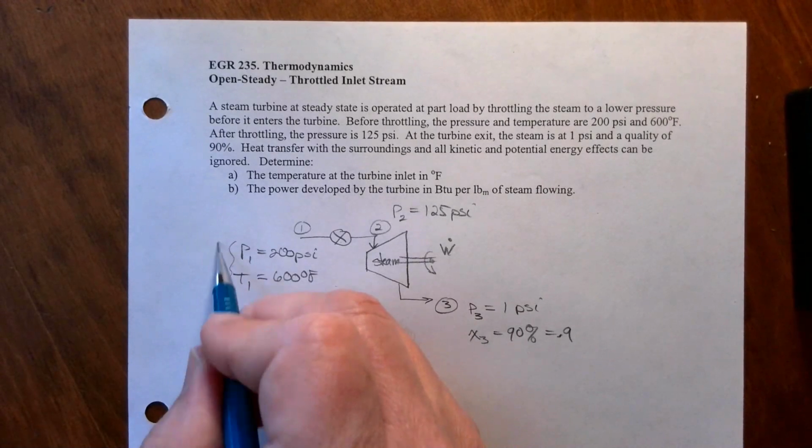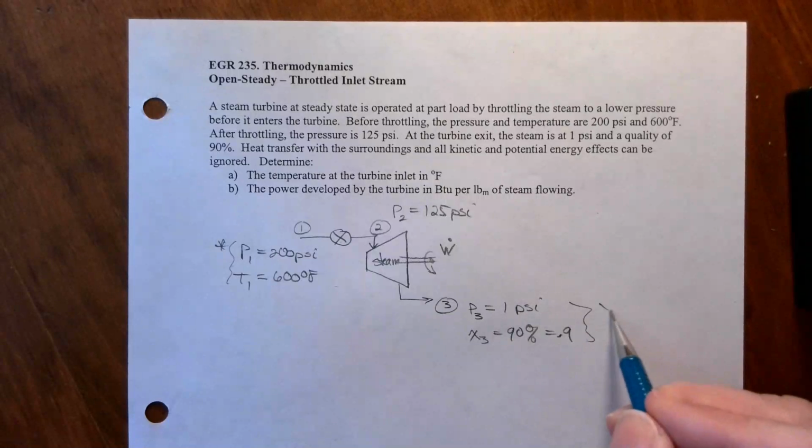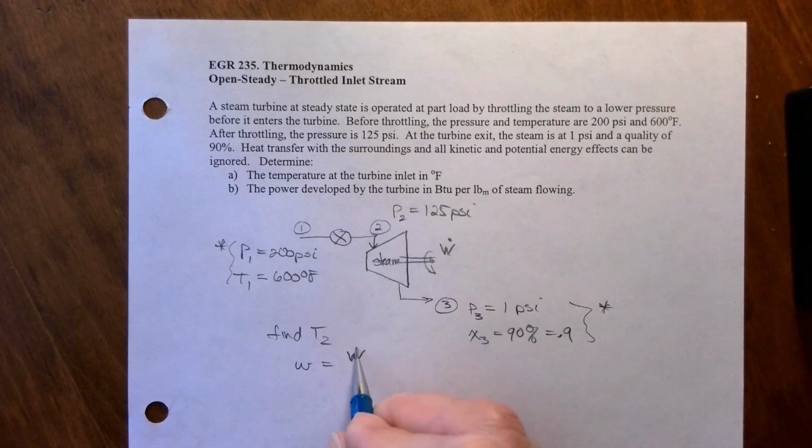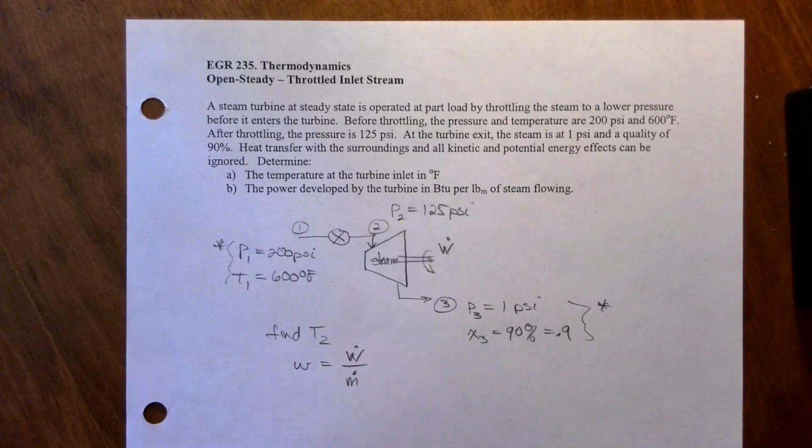So state 1 is defined. State 2 is not yet defined. It's asking us to find the temperature. Oh, sorry, not at the turbine exit, but at the turbine inlet. So we need to find T2, and also the power developed per unit mass. That would be little w, defined as W dot divided by m dot.